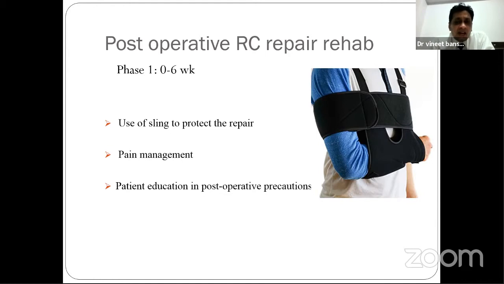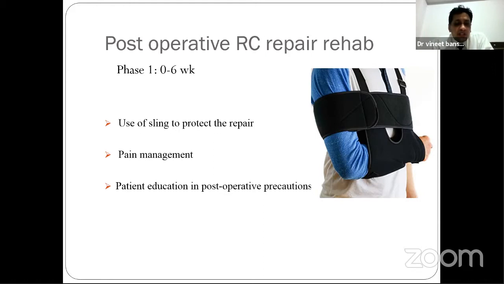And he feared the repair that was done is going to be injured. So he had a lot of questions, and he was very fearful. This is expected, in our experience. Patients are very fearful at this timing.